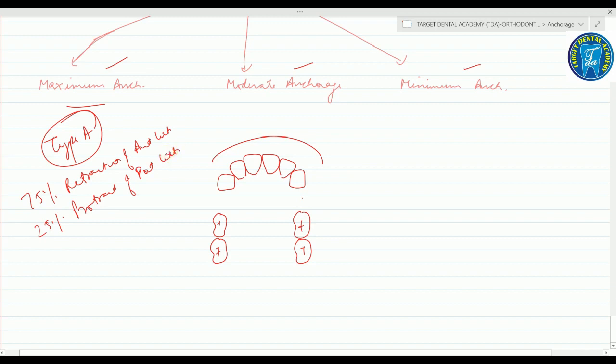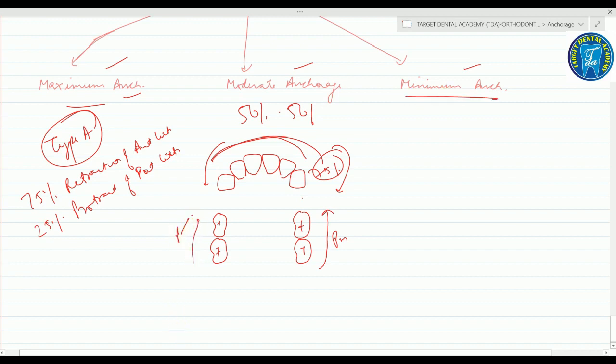Fine. So in the maximum anchorage, 75% your anteriors will move into the extracted space, and 25% there will be mesial movement of the posterior teeth. So this is what we call the maximum anchorage. In the moderate anchorage, there will be 50-50. It means 50% anteriors will retract and 50% posteriors will protract. While in the minimum anchorage, it is the opposite of the maximum anchorage. In this, 75% the posteriors will protract and 25% the anteriors will retract.